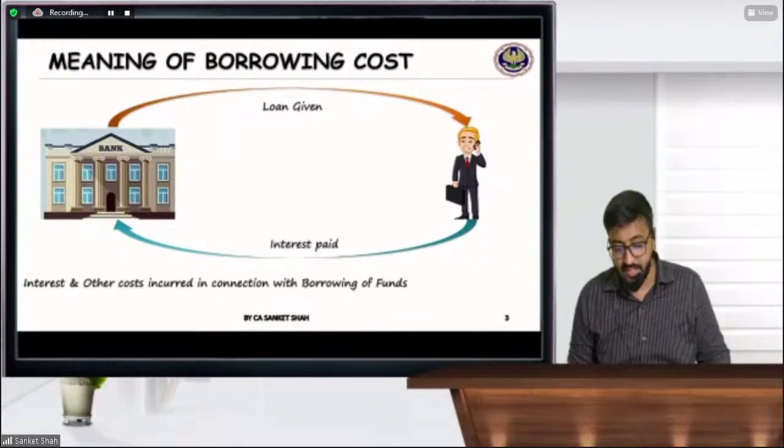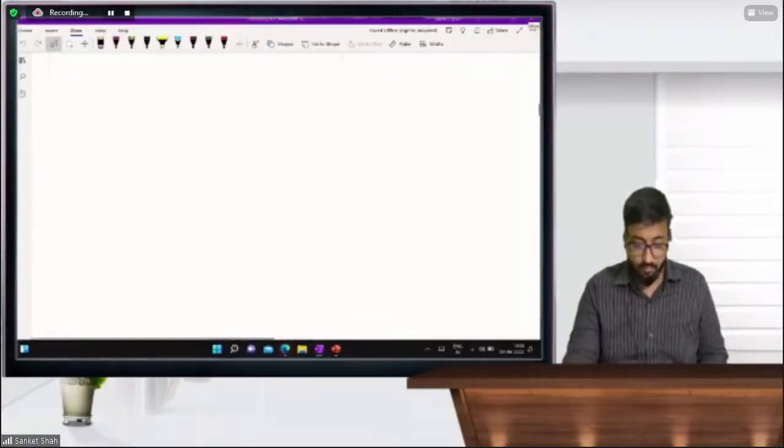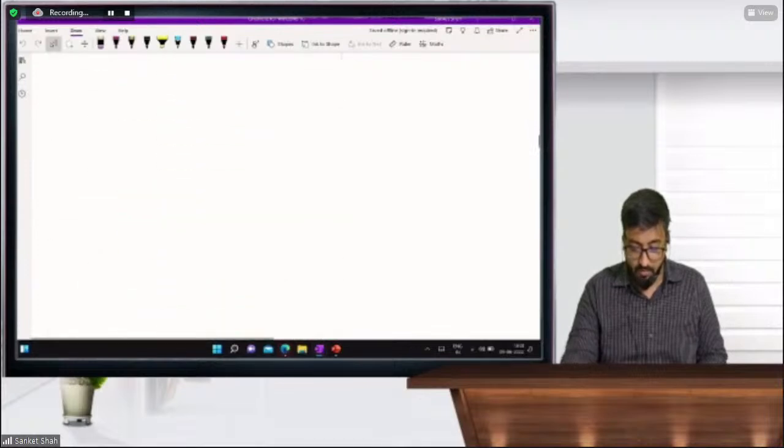Interest and other costs incurred in connection with borrowings of funds. You can write this in the study material. So open your study material. Page number, yes, fast. Can you tell me the page number?